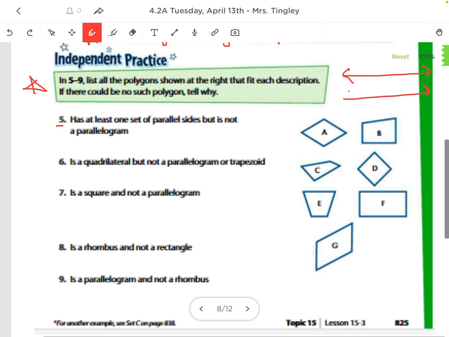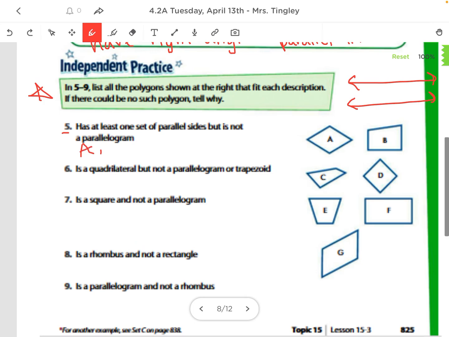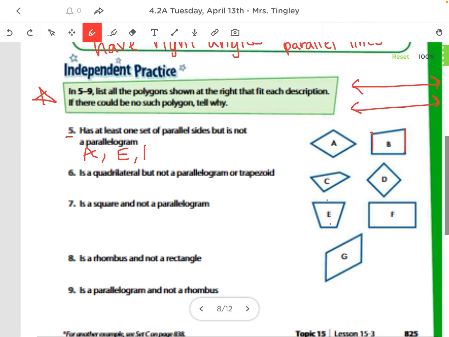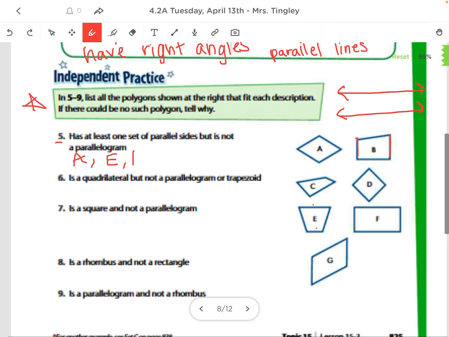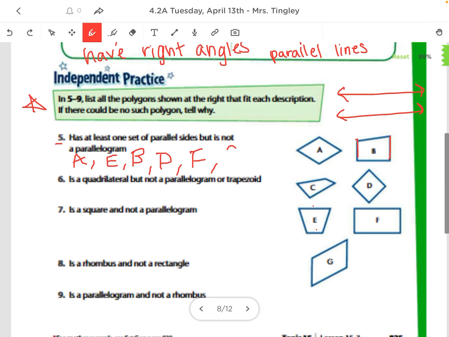Those are lines that never ever cross. So how many shapes have parallel lines like that? Well, we have A, E also has one set of parallel lines. B does, these two are parallel. D, F, and G. All of those have at least one pair of parallel lines.